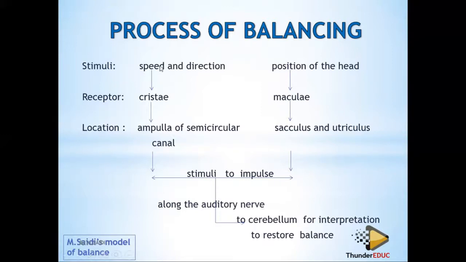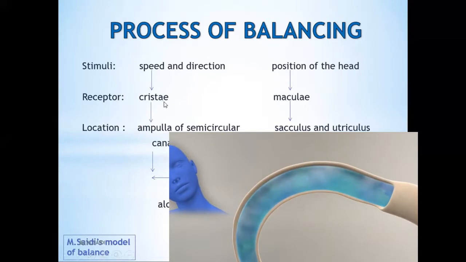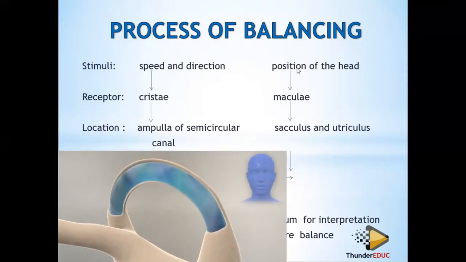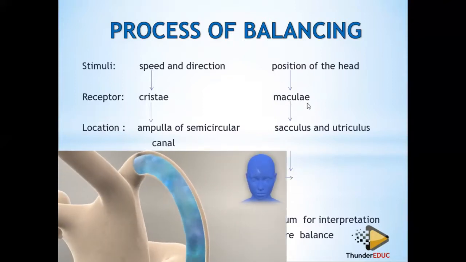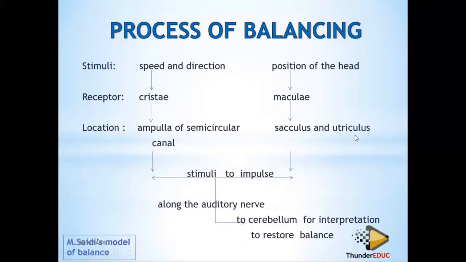So I repeat, change in the speed and direction of the head stimulates the cristae found in the ampulla of the semicircular canal. Change in the position of the head stimulates the maculae found in the sacculus and the utriculus. The stimuli are converted into an impulse, which is sent along the auditory nerve to the cerebellum for interpretation to restore balance. Simple. What else do you need from that? Nothing, and that's what we need.